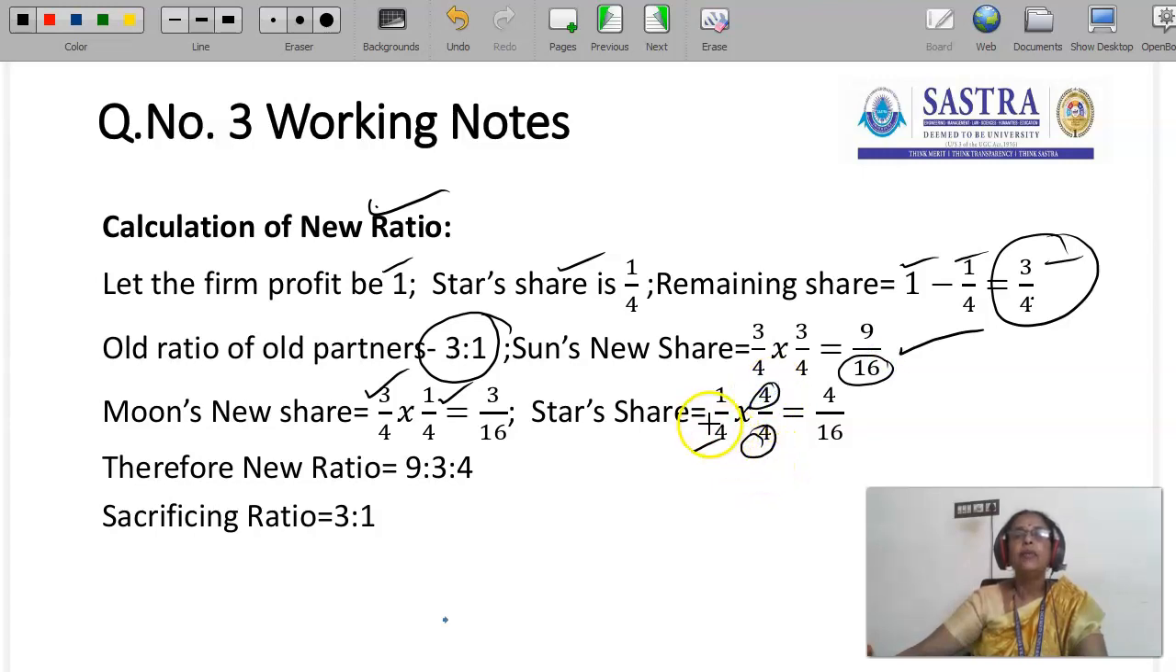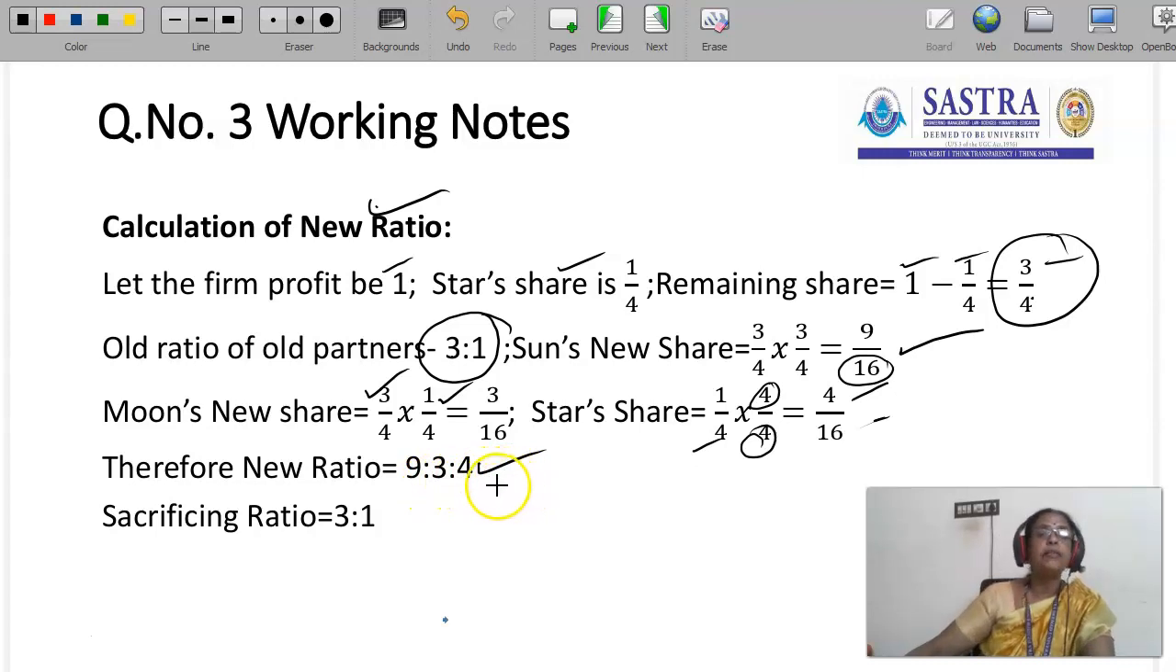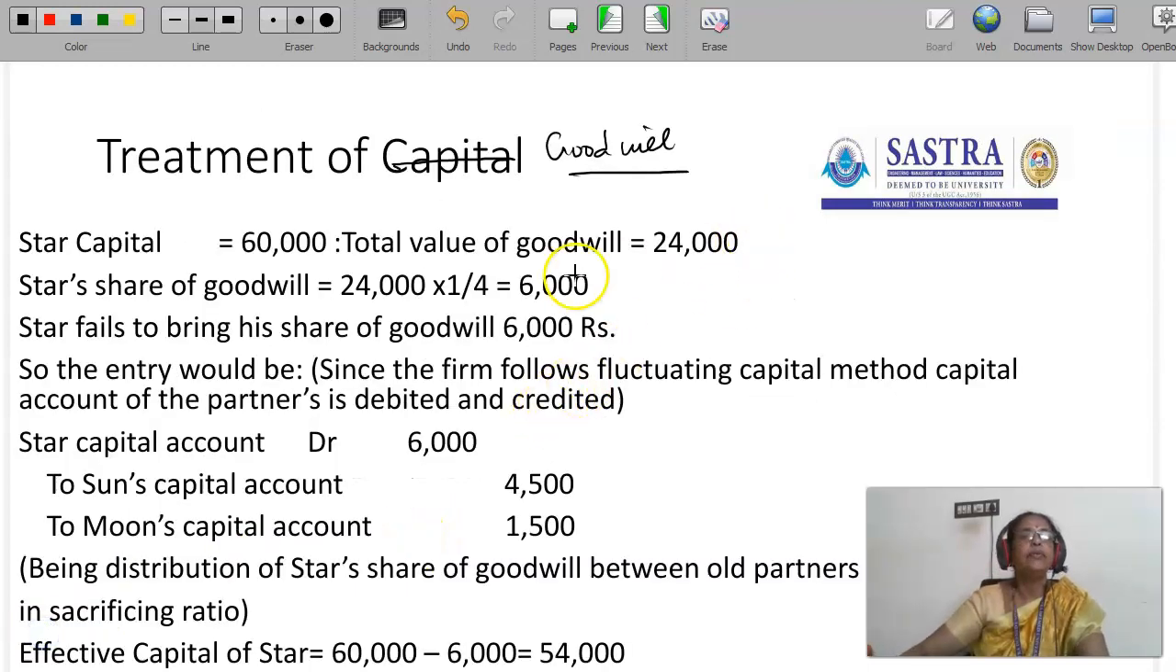So if you multiply 1/4 into 4/4, you will get 4/16. So the new ratio is 9:3:4. The sacrifice made by the partner is not given, and so the old ratio becomes the sacrificing ratio. The next one is treatment of goodwill.